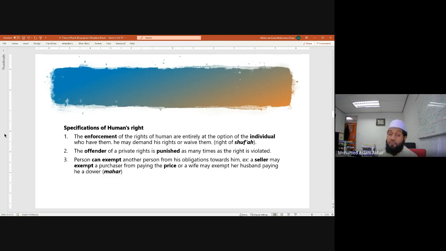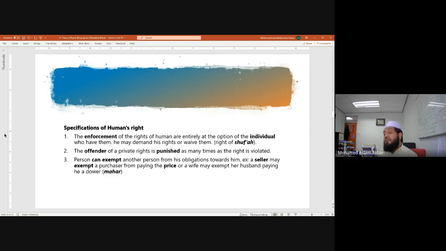Similarly, the right of shufa is the same thing, the right of shufa that I told you earlier. If my neighbor says, it's okay, you don't have to ask me when you are selling this house or this land, or the partners can also leave that right, the right of shufa.